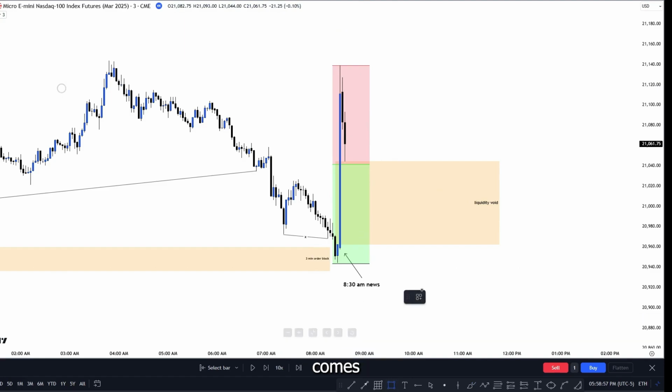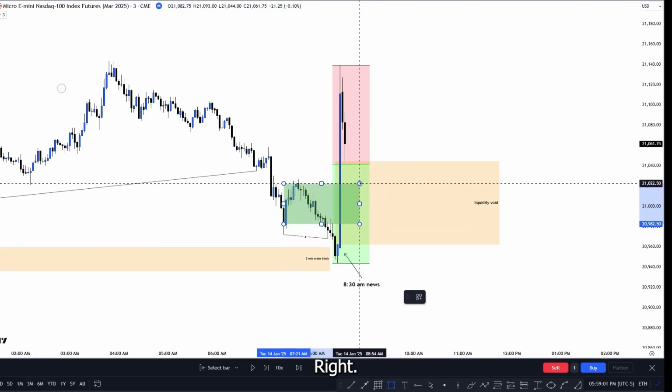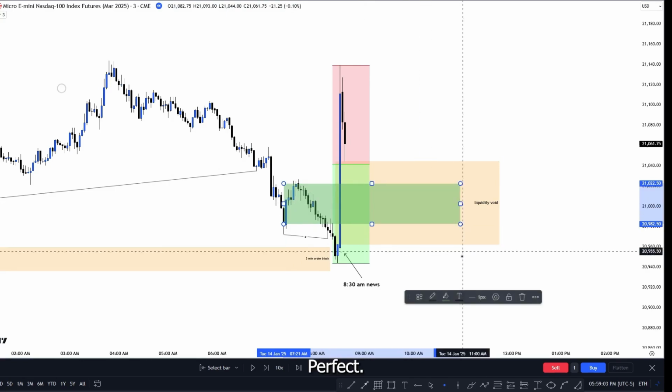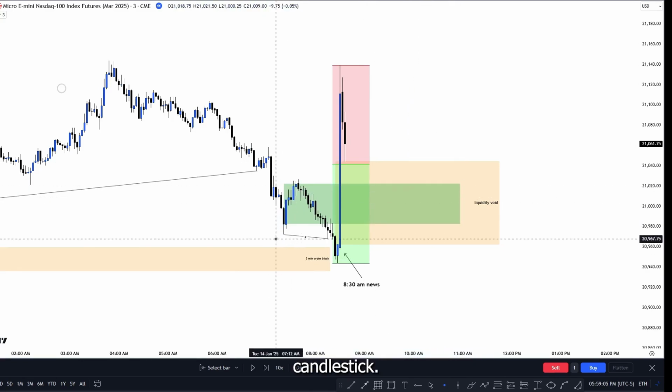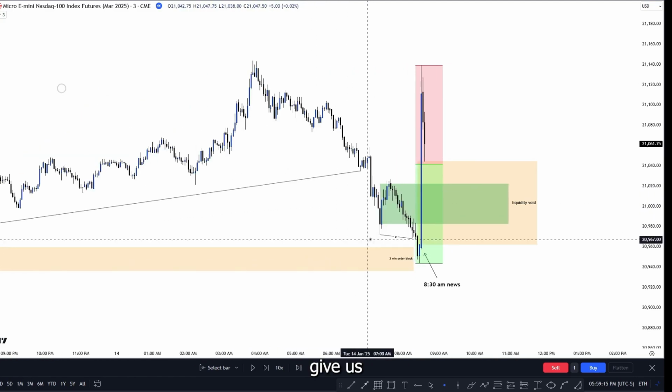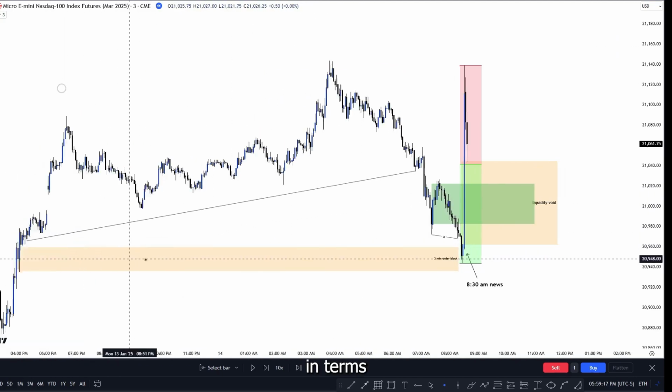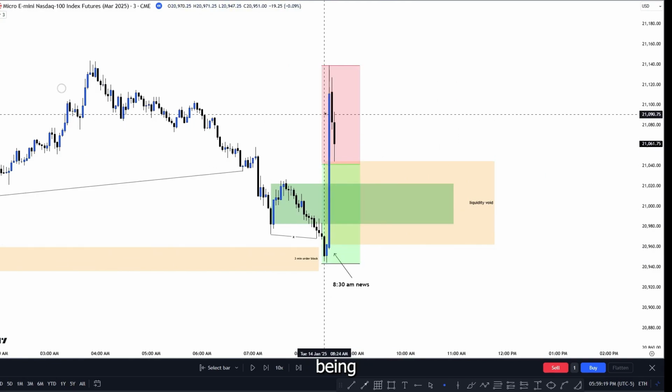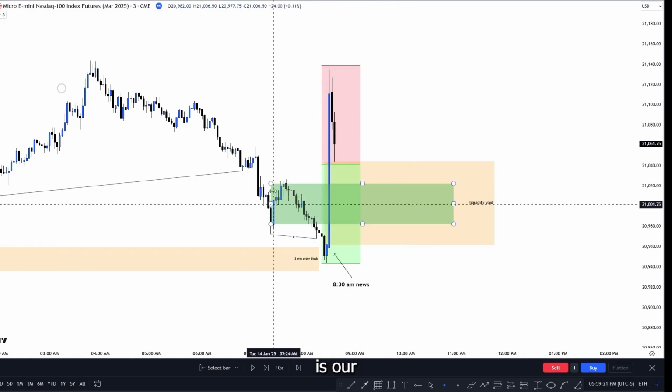A clear zone that comes to my mind right now is our breaker block right here. Perfect. This was the last bullish candlestick. I'm just gonna reuse this whole range right here, just because we're on the 3 minutes. This was the last bullish candlestick before price pushed down lower to give us this liquidity sweep and tap inside of our 3-minute order block and then expand higher. So this right here is our breaker block.